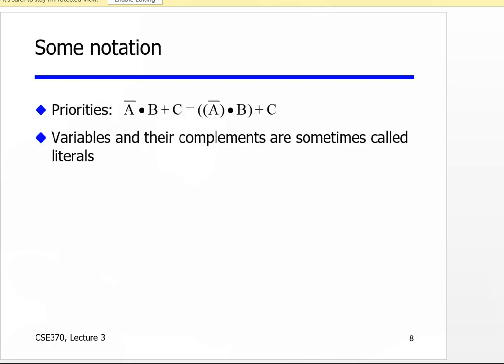So coming to some notation for the priorities. A complement dot b plus c. So how can we solve this? First of all, we will solve the complement. Then we solve the complement with the AND operation, then we will add it. So variable and their complement, or sometimes called letter.